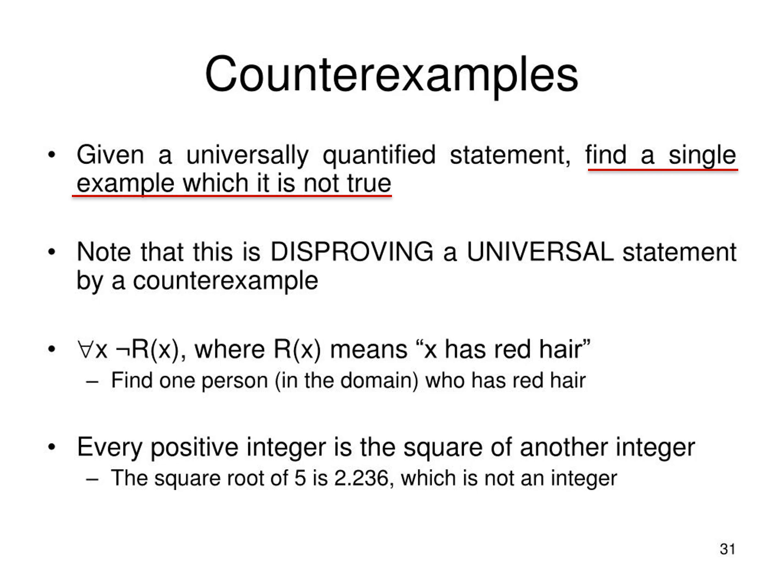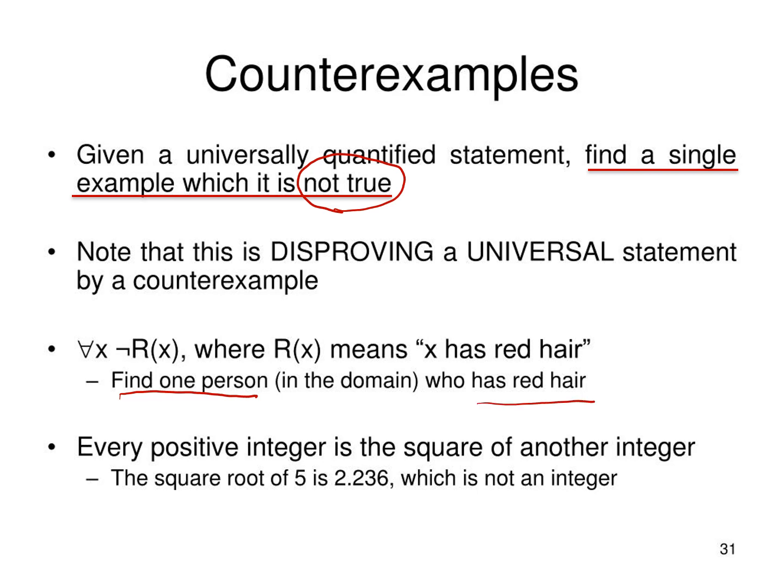Okay, counterexample. Given a universally quantified statement, find a single example which is not true. It's not true. So this, we call it disproving a universal statement by a counterexample. Example, for all x, Rx, where Rx means x has red hair. So we must find one person in the domain who does not have red hair.